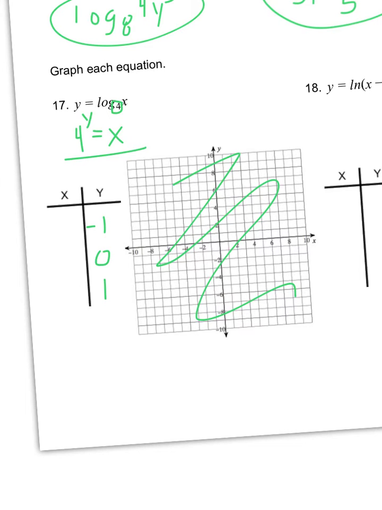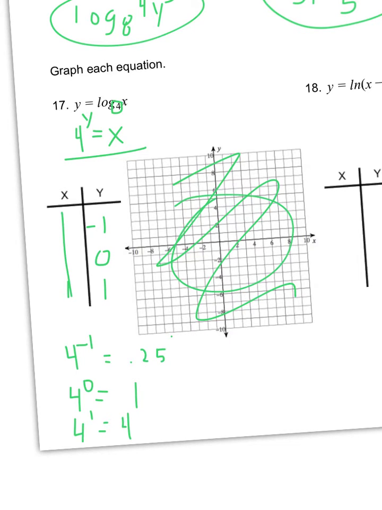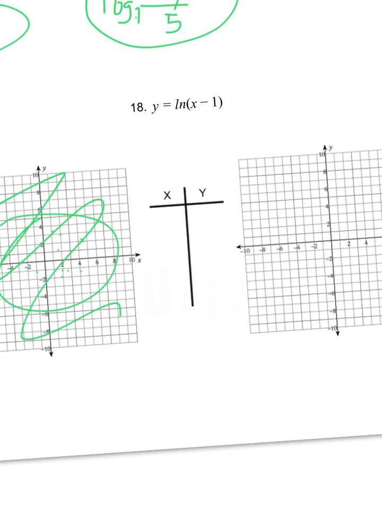So -1 in for y is going to be 4 to the -1, which is 0.25 exactly. The other one's 4 to the 0 becomes 1, and 4 to the first becomes 4. Use those, put those in this table, and then graph those on the graph. I'm not going to try and be precise because it's really difficult to do that on the iPad. All right, so you're on your own there. But I'll show you the last one here.